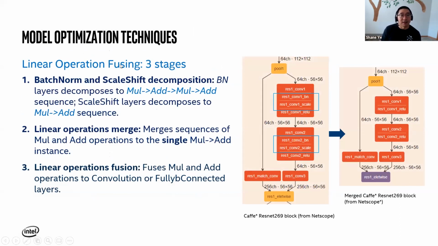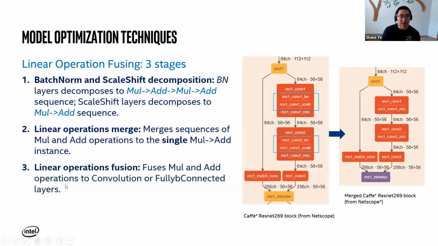All right. So this is the most used optimization technique, which is named linear operation fusing. Basically there are 3 stages in this technique. Step 1 is that Model Optimizer will detect if there are batch normalization or scale shift layers in your pre-trained model. If there are these 2 types of layers, it will do the decomposition, making these 2 layers into a multiply-add sequence. The second stage is linear operation merge, so it will merge all the multiply-adds into a single instance, right?